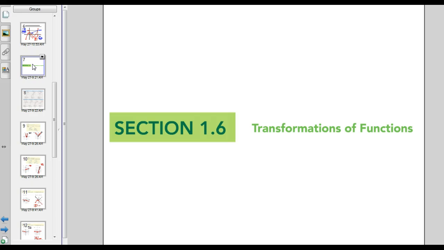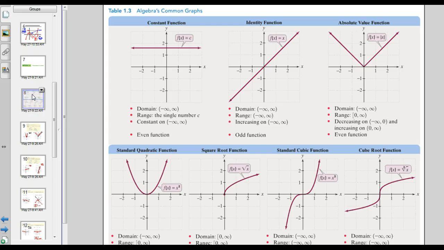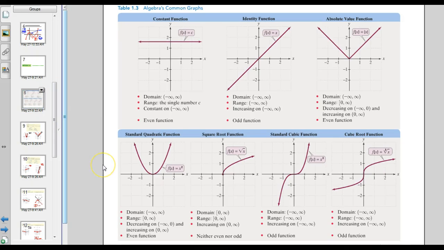Alright, 1.6, transformations of functions. Here's a summary of the transformations of functions from our textbook. I scaled it down there so it would fit. But these are common graphs. These are what I call the base functions. The base functions are what we're going to use for our functions project, so it's very important that you understand how the base functions work.